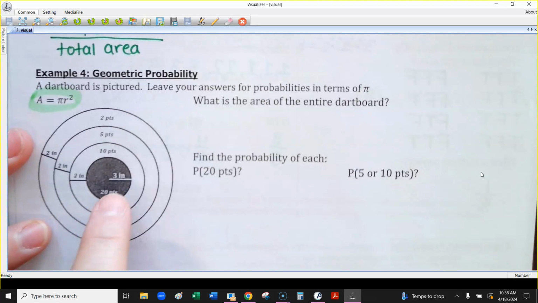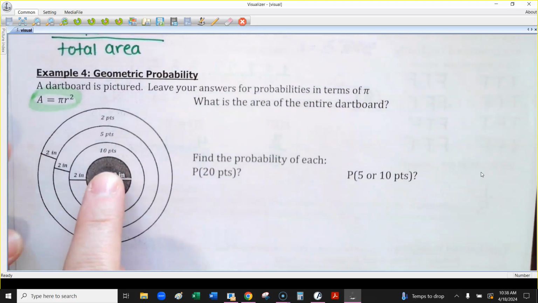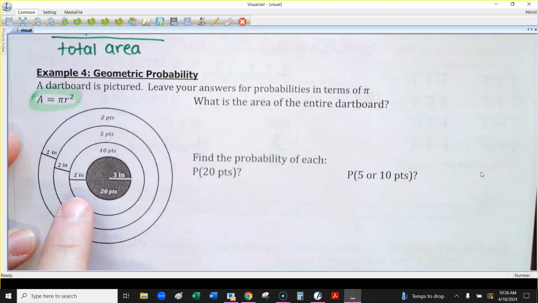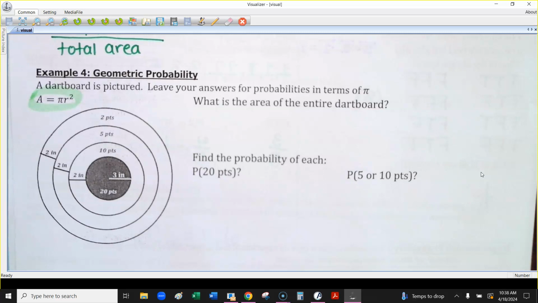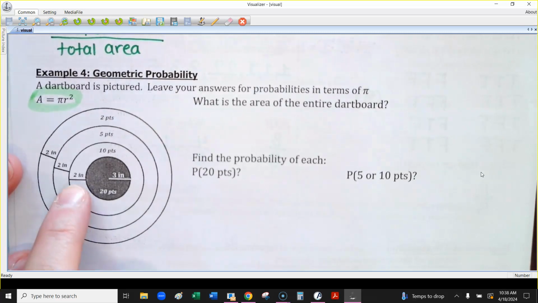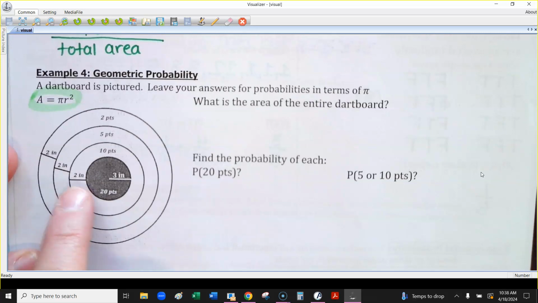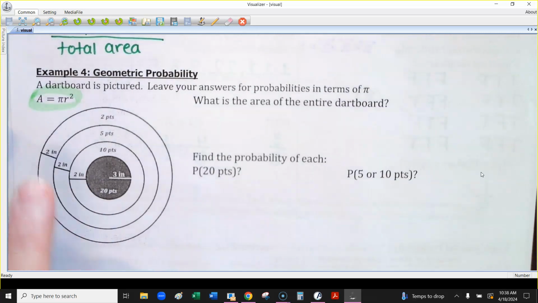You got 20 points if you hit the bullseye. That's the shaded region. You've got the ring right after that is 10 points. After that, 5 points. Outside ring is 2 points. And the distance here, each of these exterior rings has basically that little distance is 2. So that's kind of in there. Can you guys tell what the radius of the entire circle would be?